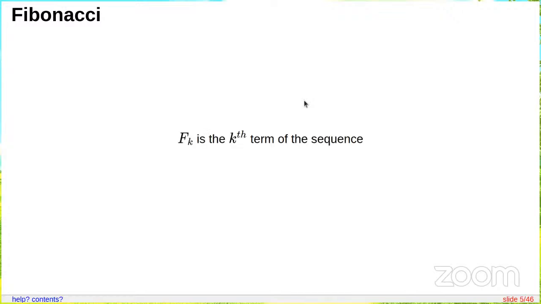So the question that we are asking is this: what is the kth term of the sequence? Using Python, or any programming language, we can compute the kth term programmatically, computationally. But is there a mathematical formula that we can find, where you plug in the value of k and then you get fk?